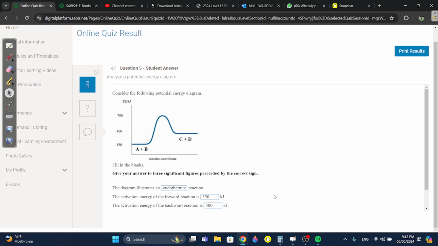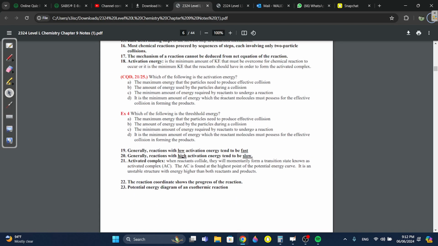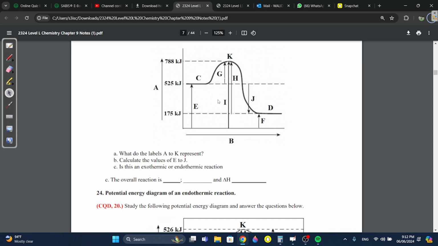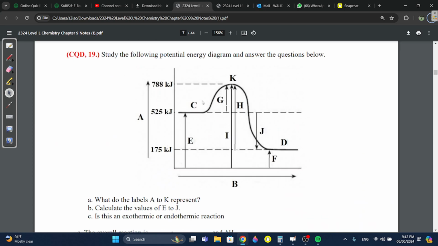I'll do some notes. So over here, okay, let me show you. Like this is how they come. So you have to label each one. Okay, I'm gonna do them quickly just in case they come. I'll start with A. A would be potential energy. B would be the reaction coordinate. C would be the reactants. D would be the products.